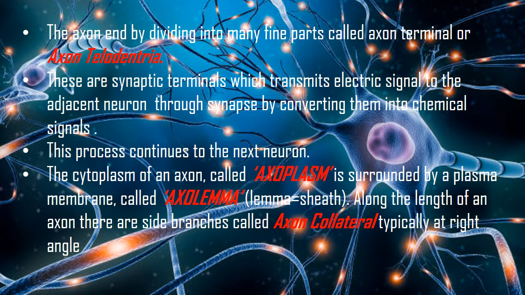The cytoplasm of an axon, called axoplasm, is surrounded by a plasma membrane called axolemma, which means sheath. Along the length of the axon, there are side branches called axon collaterals, typically at right angles.